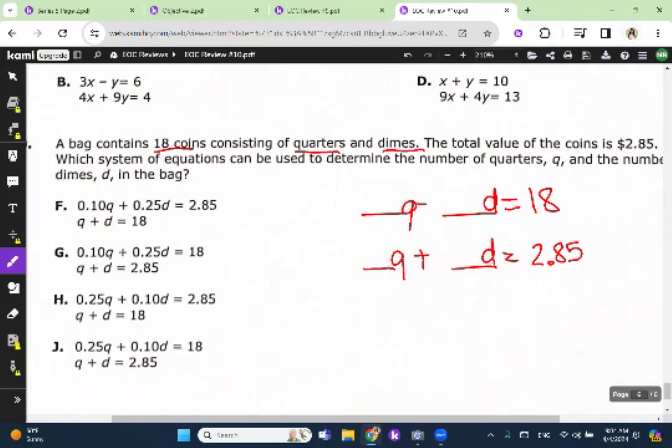So obviously when we're talking about coins, they're not going to give you the value of those coins. How much is a quarter worth? 25 cents. What about a dime? 10 cents. So your answer would be H. Stuff like that. All right. Do the rest of those on your own.